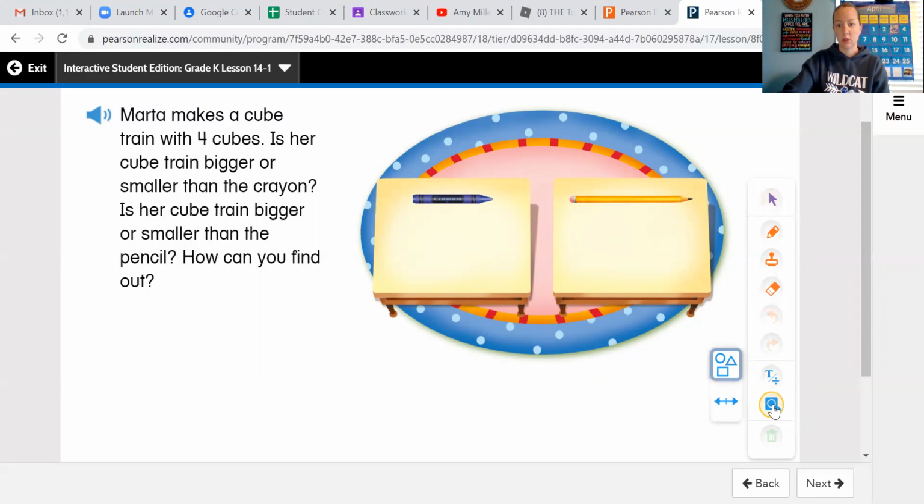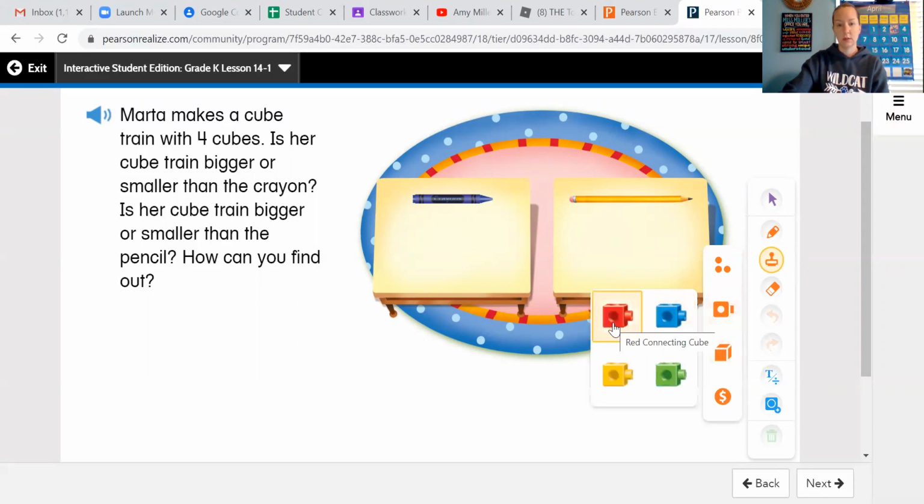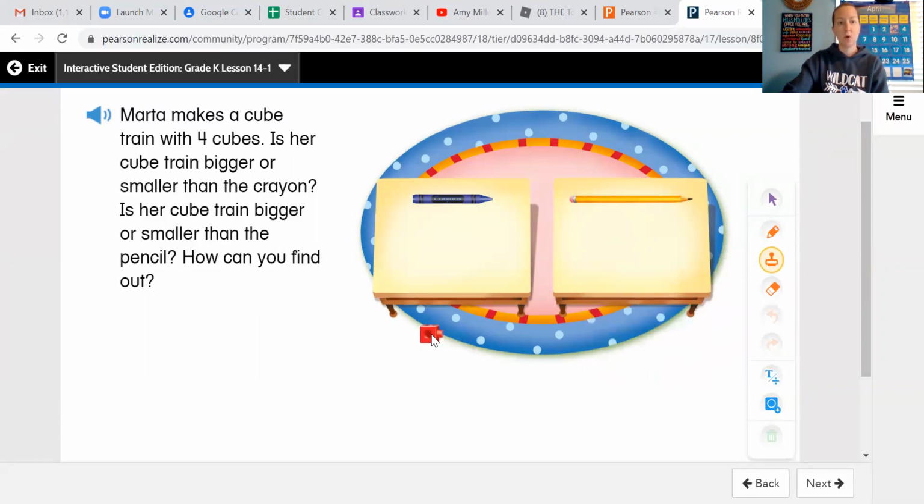First, let's get out our cubes. Here are our cubes. Let's go with red. And she makes 4 cubes. She makes a train. So we are going to put together 4 cubes. 1, 2, 3, 4. All right, so we have our cube train.